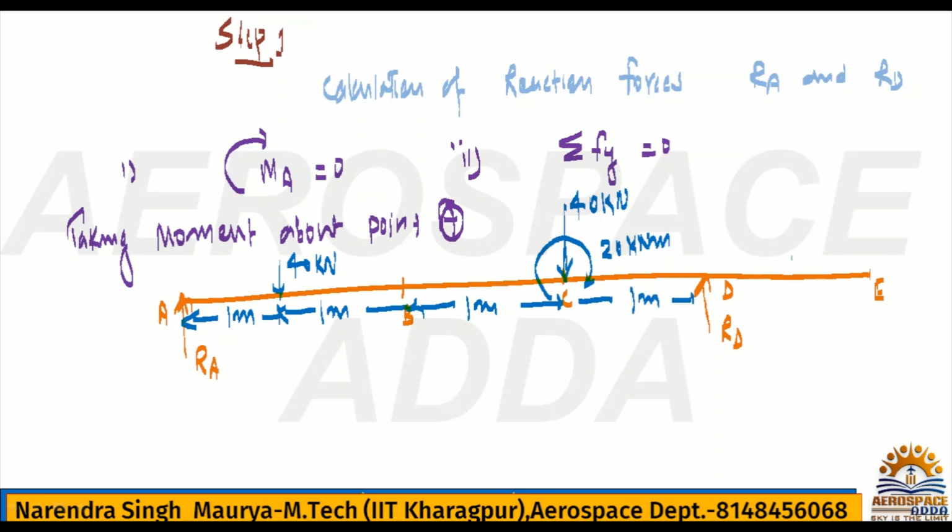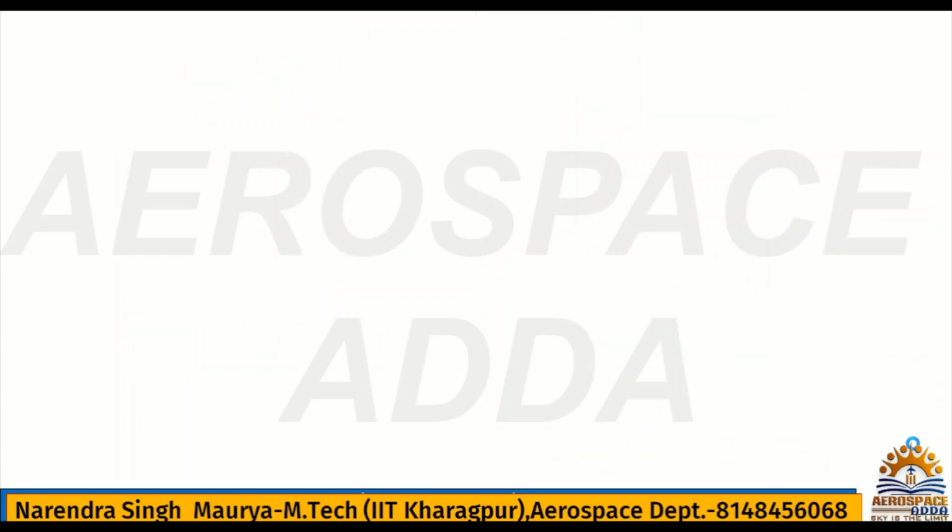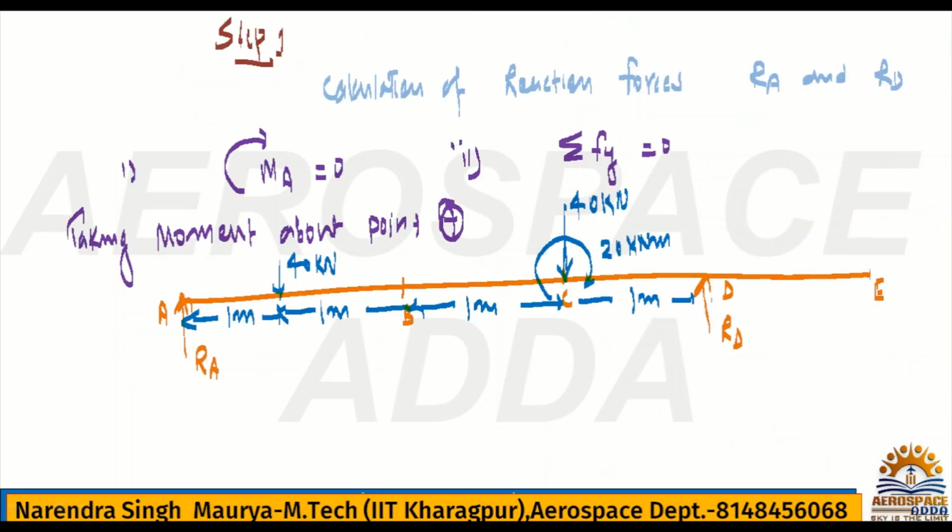Now you can also transfer the UVL into a concentrated load. The concentrated load will be 30 kilonewton. From this end, if you want to calculate the location where it will act, unlike the UDL which acts at mid, it acts at 2h by 3. What is h? h is nothing but 2 meter, so 2 into 2 divided by 3 gives 4 by 3 meter, the distance. The whole distance is nothing but 2 meter.